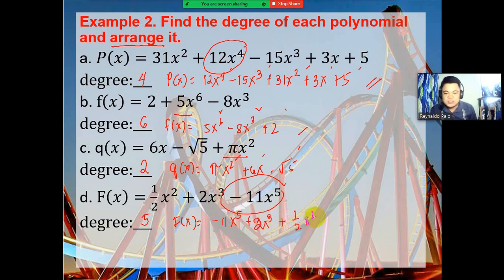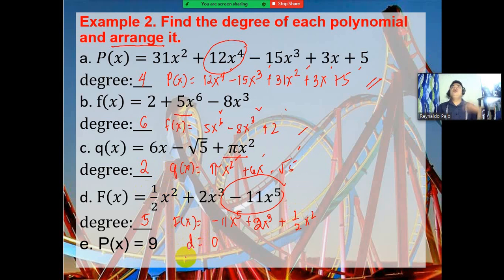As you can see, this one is an example of an incomplete polynomial function because we only have the 5th degree, 3rd degree, and 2nd degree. We don't have the 4th, the 1st, and the 0 degree. Now let's have the last one. P of x equals 9. What is the degree? The degree is 0. And you don't need to arrange this one because it's already arranged and it has only a single term.